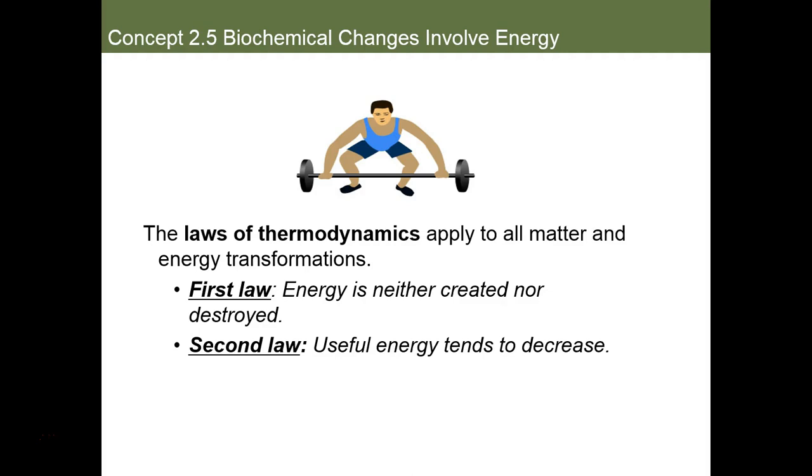Transfer of energy from a catabolic reaction to an anabolic reaction isn't 100% efficient. The laws of thermodynamics apply to all matter and energy transformations. The first law states that energy is neither created nor destroyed. It just changes from one form to another, such as potential to kinetic energy. The second law states that useful energy tends to decrease from one reaction to the next. This means that energy becomes unavailable for doing work when it's converted from one form to another.